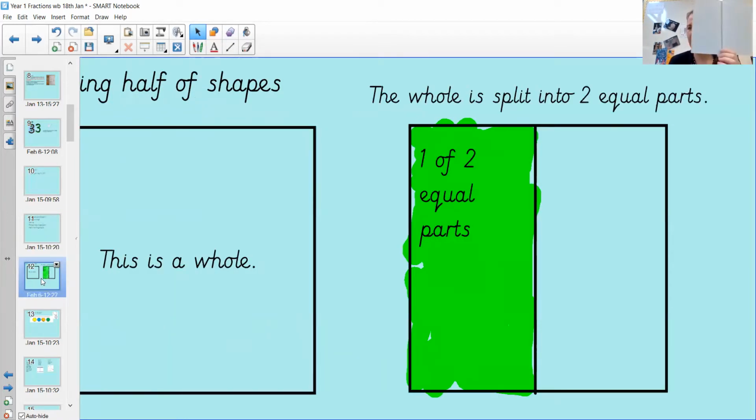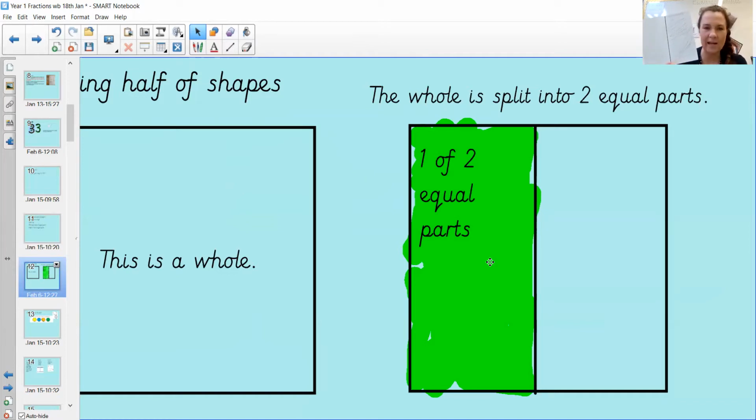So if I turn my square over, here we go. I have got a whole square. This is the whole. And now my whole has been split up into 2 equal parts. And if I was to colour it in, just like here, I've coloured in this one. So if I very quickly use my pen here, you're going to colour this in really nicely, but I'm just quickly shading in one of my 2 equal parts. And now I can say I've coloured in half of my square because I've coloured in one of 2 equal parts.